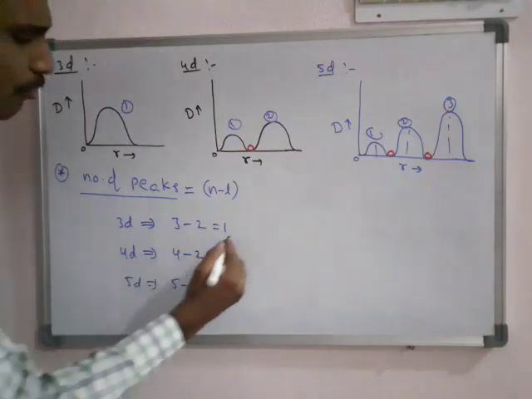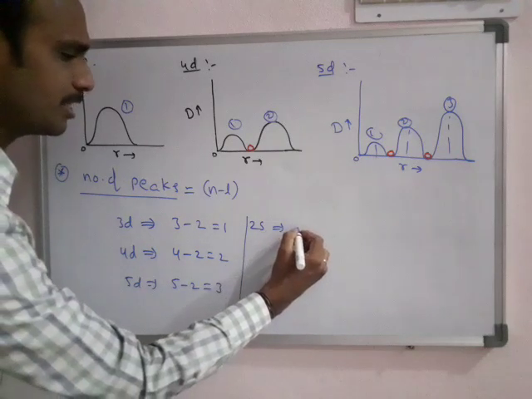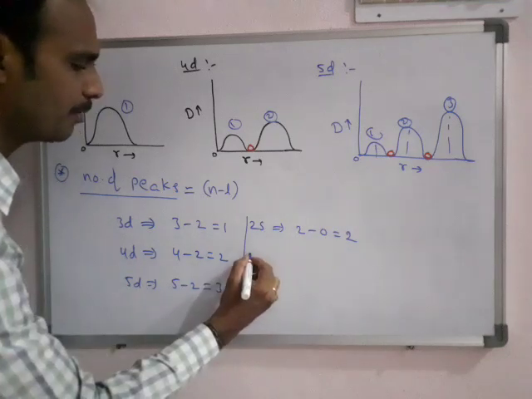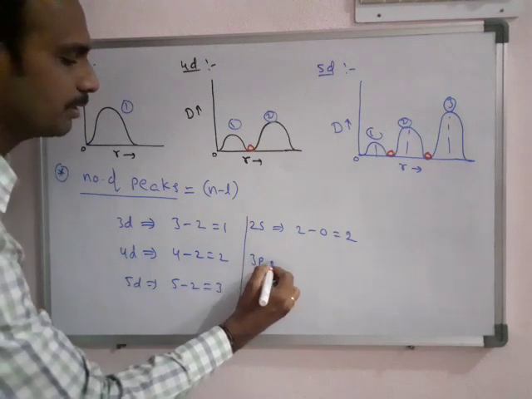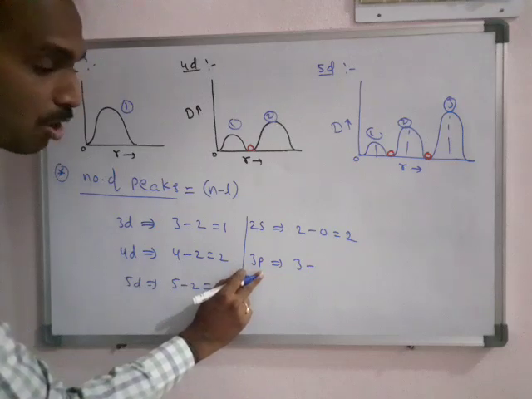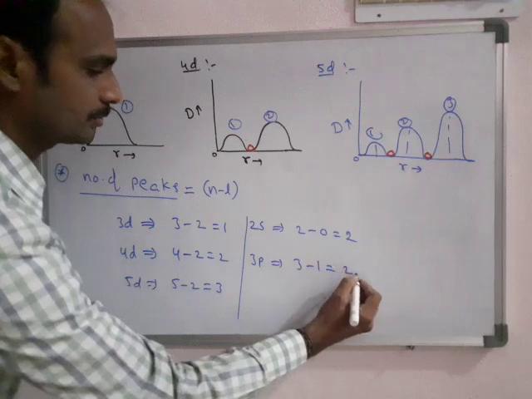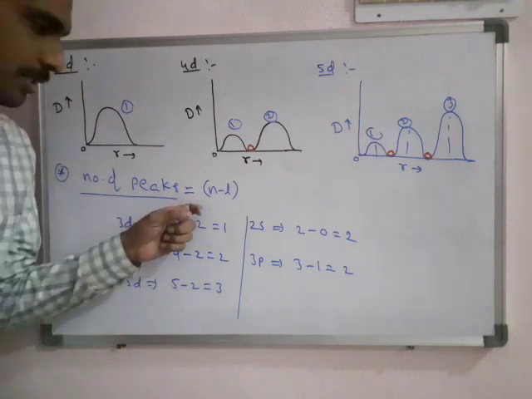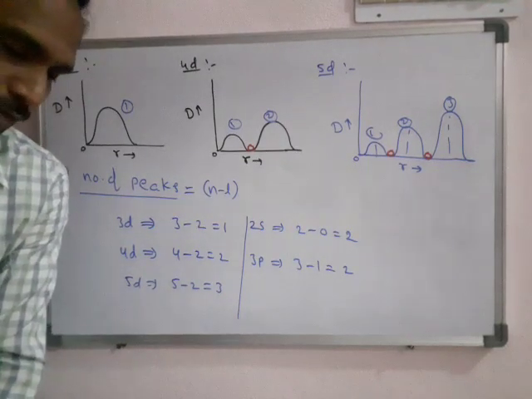For example, apply the number of peaks to 2s. 2s means 2 minus 0, that is 2 peaks. For example, what about 3p? Apply to 3p. How many peaks? 3 minus, for p value how much? l is 1, n minus l. Again 2 peaks. So the number of peaks is the formula. The number of radial nodes is n minus l minus 1.